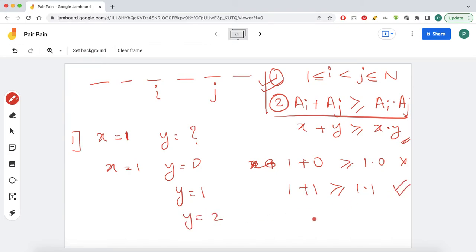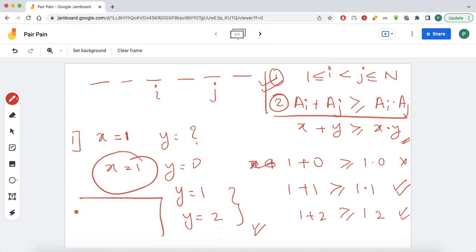So 2 greater than equal to 1, yes, it satisfies. Let's see for y is equal to 2. 1 plus 2 greater than equal to 1 into 2. 3 greater than equal to 2, yes, it satisfies. So this means that if we keep on incrementing y from 1, it definitely satisfies when x is 1. So this is the first observation that we get, that when x is 1 and if y is anything greater than equal to 1, then the conditions are getting satisfied. Of course, we need to assume this condition.